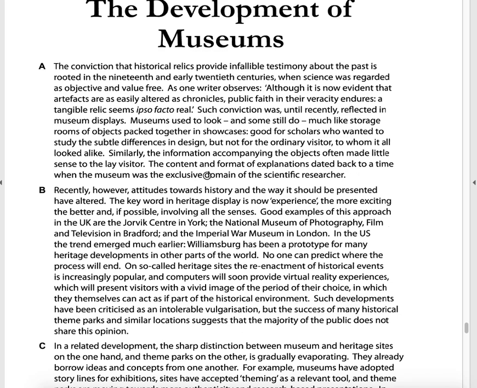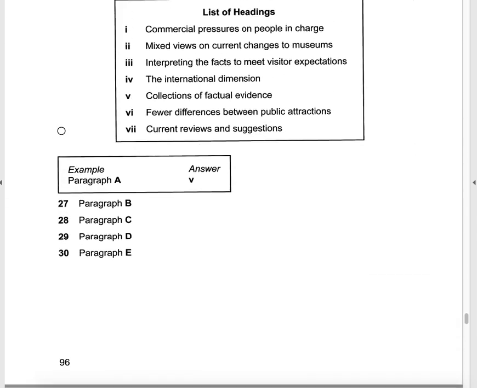So I find that this paragraph is talking mainly about, well, what museums used to look like and still do. Good for scholars. It says the information made little sense to the lay visitor. It wasn't for the visitors. When museum was the exclusive domain of the scientific researcher. I find that it's talking how museums used to be mainly for science. Let's see if we have a heading that is about that.